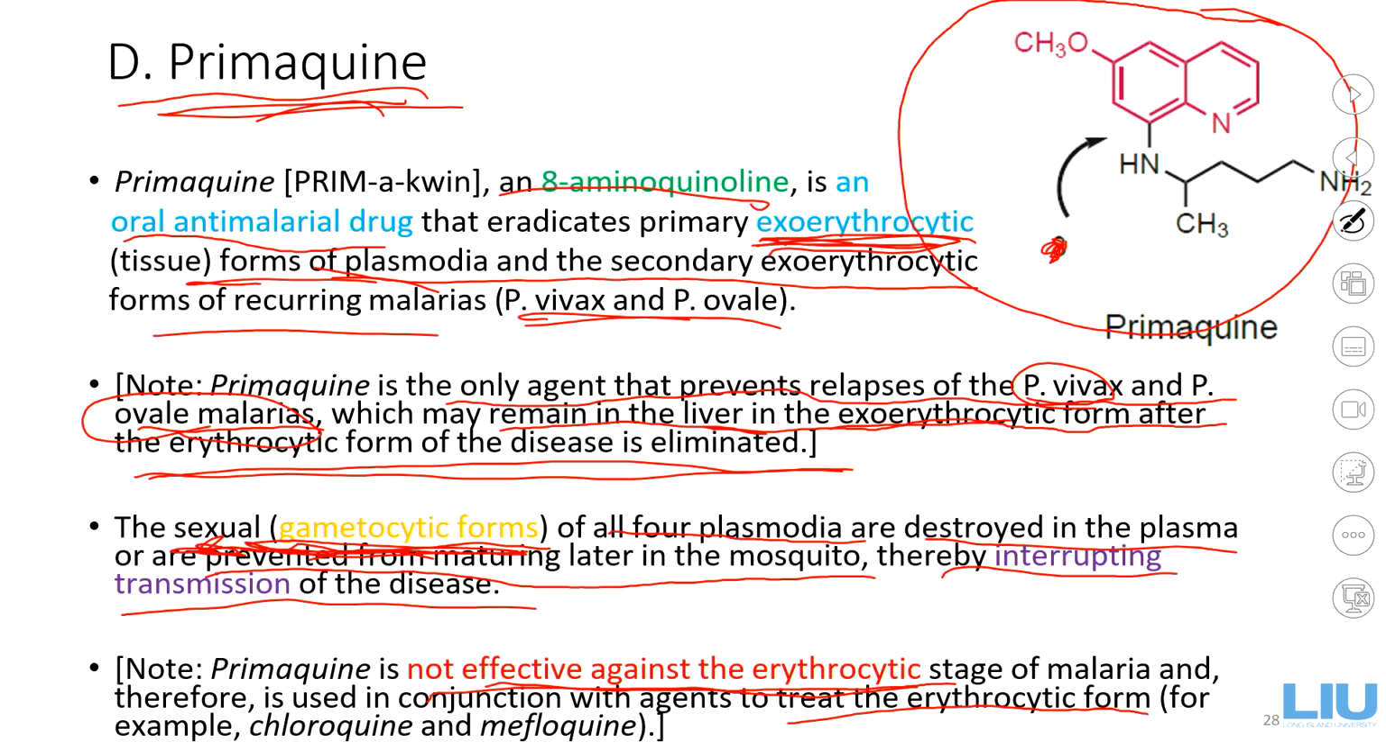Okay, so it's not effective against the erythrocytic forms, and so it would be used in conjunction with those agents. Yeah, I'm just wondering if we should be treating erythrocytic as well as exoerythrocytic, or one versus the other, or not? I guess that would depend on the case. Okay.